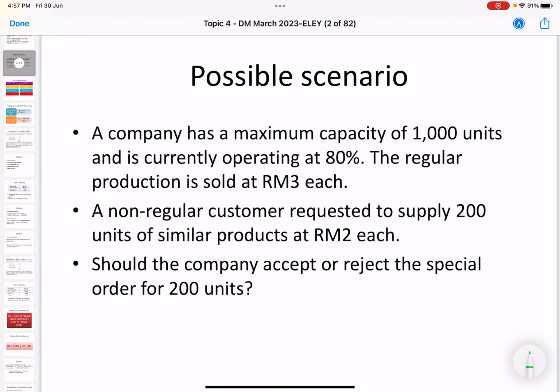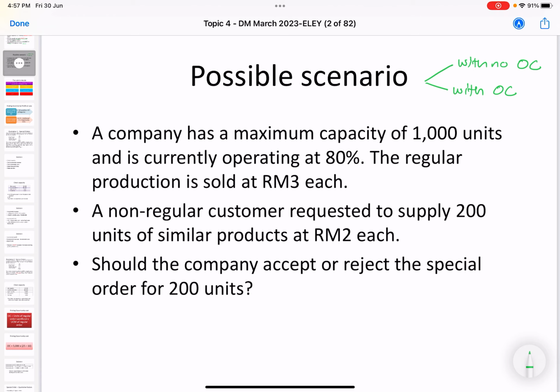Okay, in a special order scenario, you can have two possible scenarios. One is when there is no opportunity cost, and the other scenario is if there is opportunity cost. You have come across this idea of opportunity cost before in the topic of make or buy. So the same thing is revisited here.